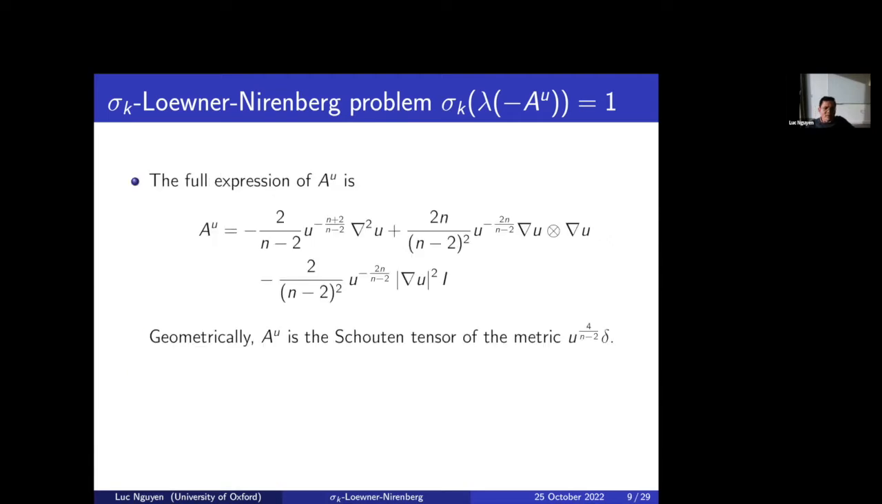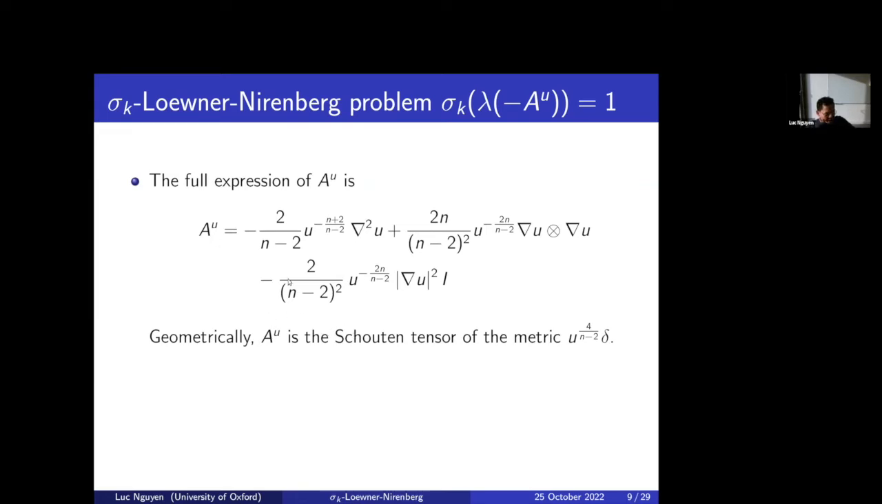Okay, so as promised, here is the expression of the Schouten tensor, or the conformal Hessian. A superscript u is minus 2 over n minus 2, times u raised to the power minus (n plus 2) over (n minus 2), times the Hessian of u, plus 2 terms that are first order in u and quadratic in u. Now if we take the trace of this matrix, the last term will give you a 2n that cancels with the second term here, and we recover exactly the Laplacian, and that's why we obtain the Loewner-Nirenberg problem.